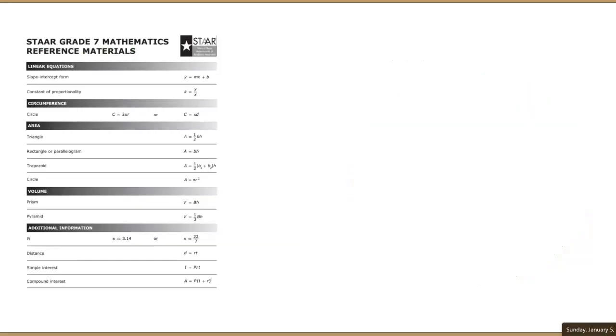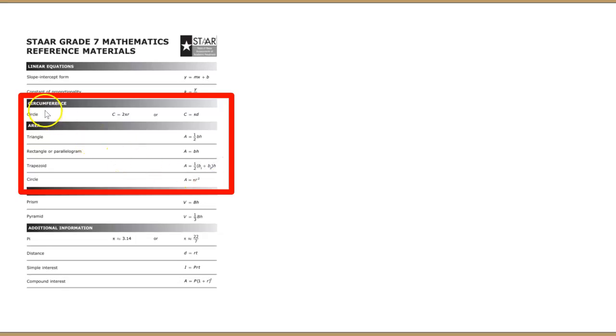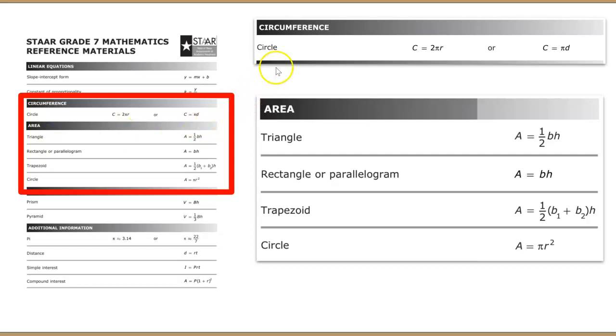The formulas for finding circumference and area of circles do not need to be memorized. You'll have your reference materials, and you should always refer back to make sure that you've got the correct formula. They're found kind of in the center where we see circumference and area. And more specifically, we have our circle formula here and our area for a circle in the area section. Now we've got everything we need to get started on solving a problem.